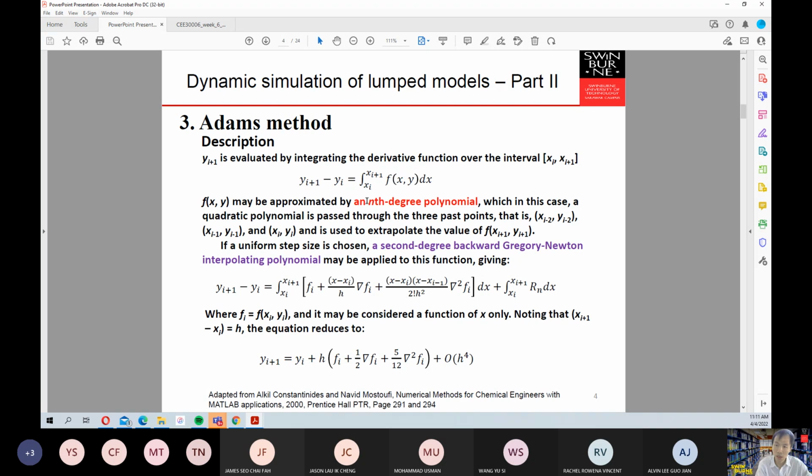So you can see that in this f(x, y), we put in a second degree backward Gregory-Newton interpolating polynomial in here. You have 3 terms in here. This is called the second degree backward Gregory-Newton interpolating polynomial. You can see that it is called second order because you have an order of 2 in here. This fi in here is f equal to f(xi, yi), and it may be considered a function of i only. Then you will ask me, Jaka, how can this one become this?